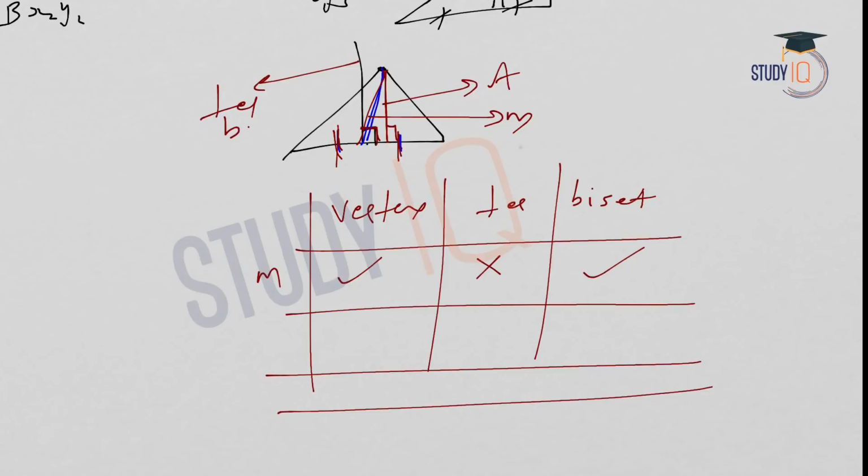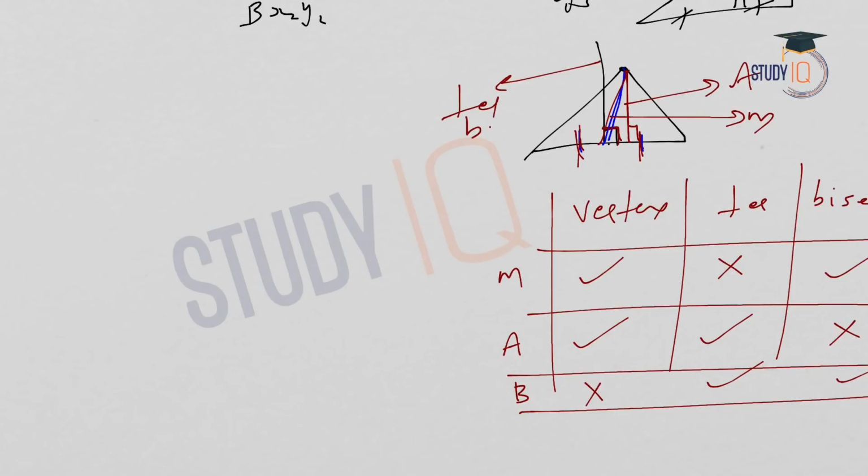It is bisecting. What is altitude? Altitude is coming from vertex. It is perpendicular, but it is not necessarily bisecting. What about perpendicular bisector? That is not necessarily coming from vertex. It is perpendicular. It is bisecting. So this is the difference, guys. Okay, I hope you understood this clearly.